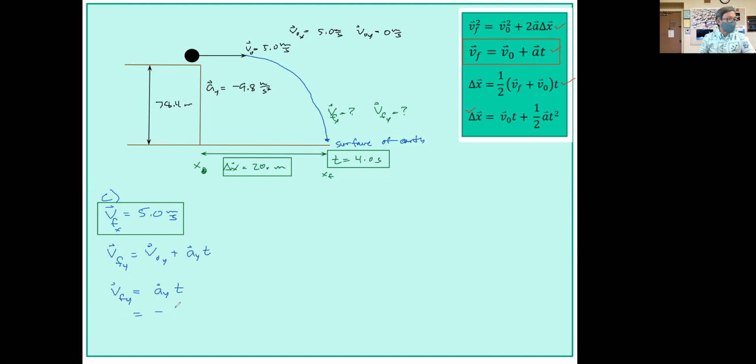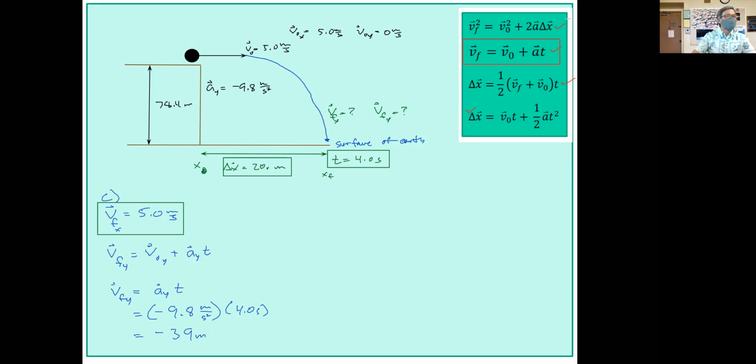Let's go ahead then and substitute it in. Acceleration on the y is going to be negative 9.8 meters per second squared times the time interval of 4 seconds. And then we will get v final as being negative 39 meters per second. And that's what we have right there.